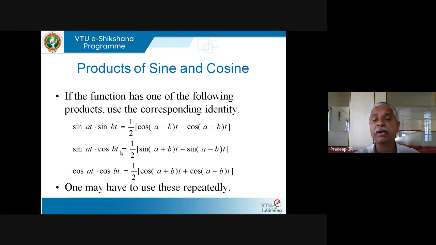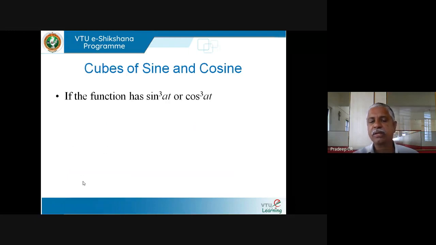Because I know the integral of cos at, I can do that. So how would you integrate? Same way you find the Laplace transform also. Okay, the next kind of example is if it has cubes of sine or cosine.